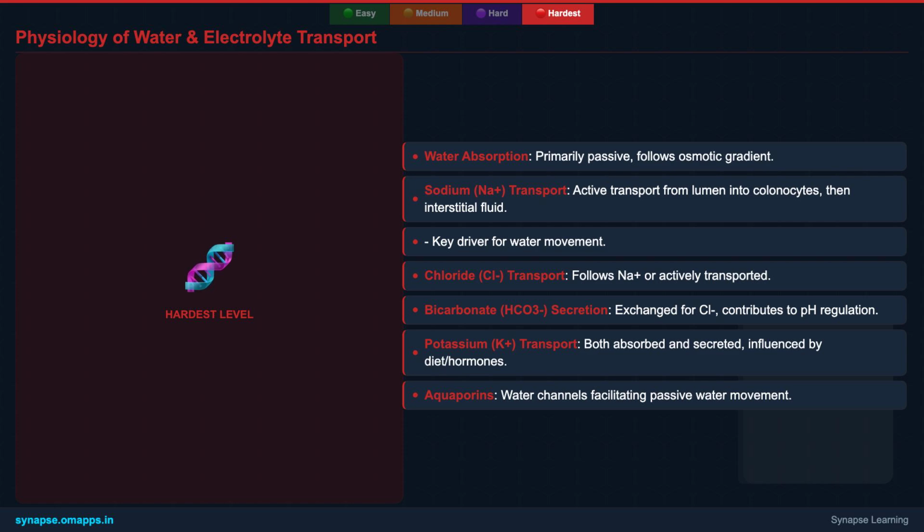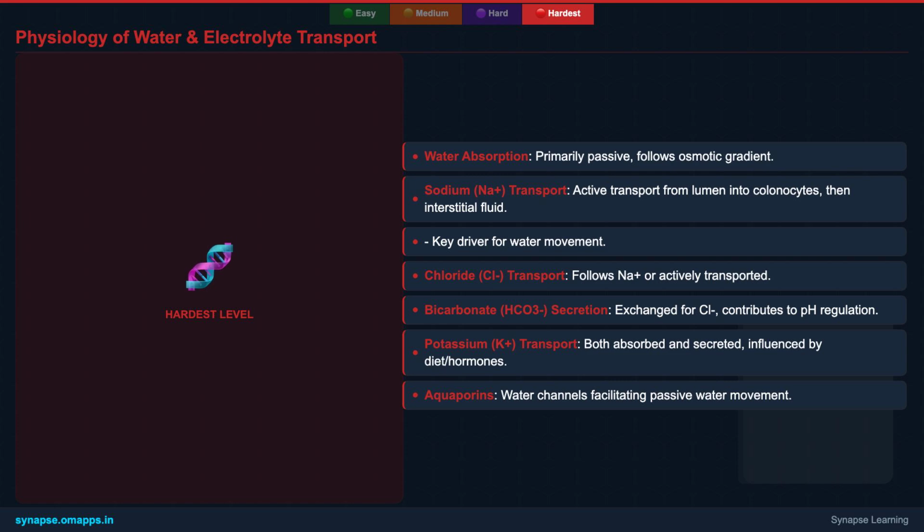Chloride ions often follow, and bicarbonate is secreted in exchange for chloride, aiding pH regulation. This intricate ion movement ensures efficient water recovery, preventing dehydration and solidifying fecal matter, a critical physiological process that maintains our body's fluid homeostasis.